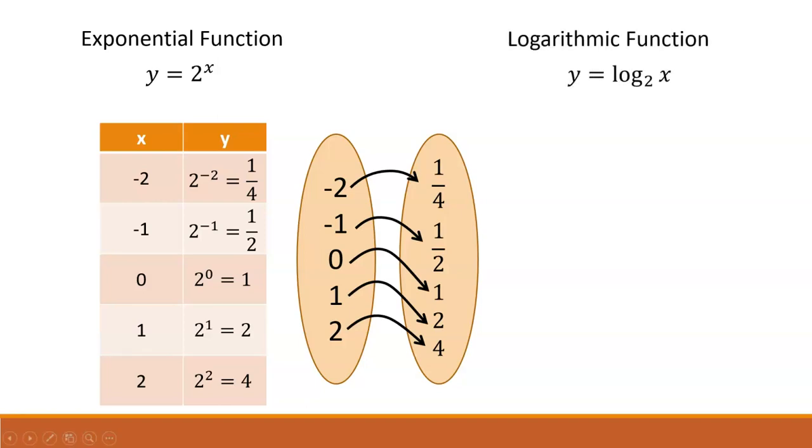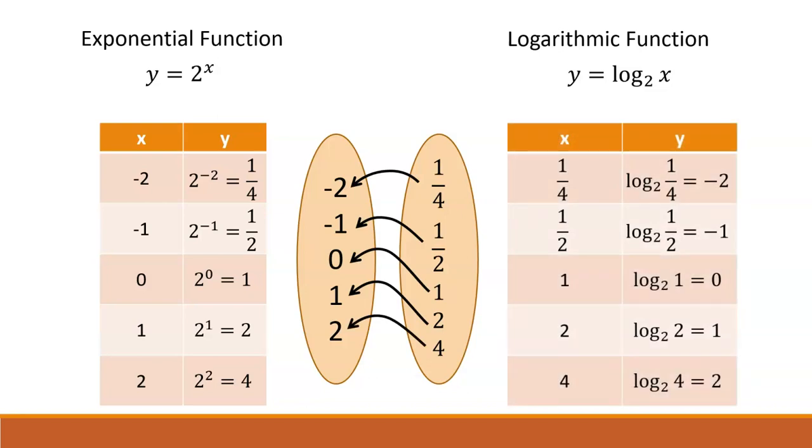Now let's look at the logarithmic function y equals log base 2 of x. It's the inverse of our exponential function. Because it's the inverse of our exponential function, our inputs and outputs will be reversed. So for our log function, an input of 1/4 will give us an output of negative 2. An input of 1/2 will give us an output of negative 1. An input of 1 will give us an output of 0. An input of 2 will give us an output of 1. And an input of 4 will give us an output of 2.